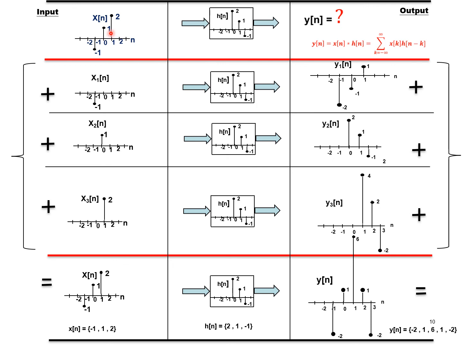Three samples are there, right sided as well as left sided. Both sides are there. For this signal, what is the output? What I'm going to do is split this entire signal into impulses. The first sample I write as a separate impulse, then the second as another impulse, and the third as a separate impulse. I'm writing x1, x2, x3, nothing but three samples.